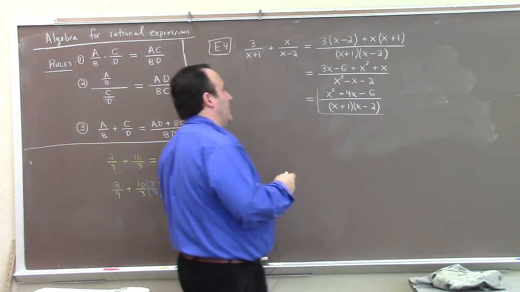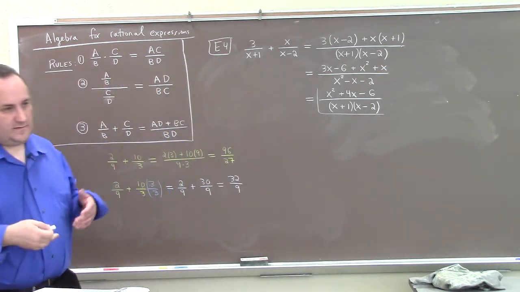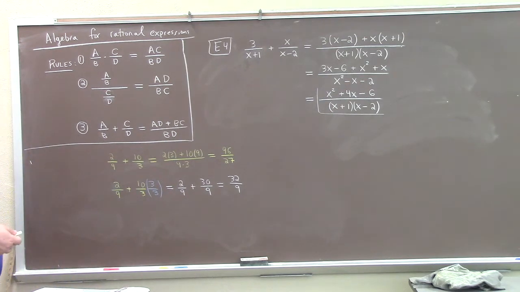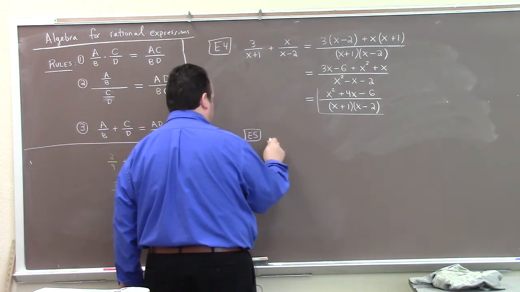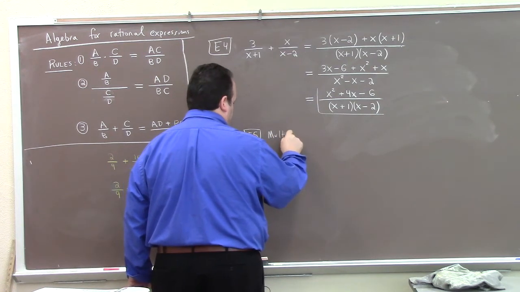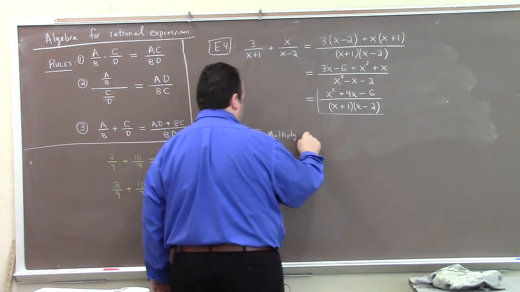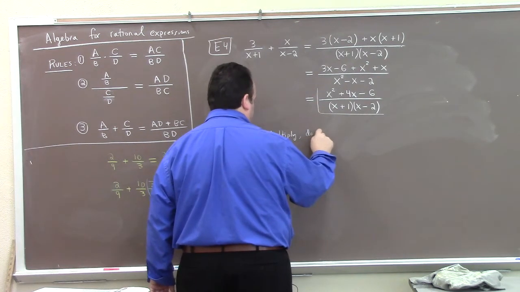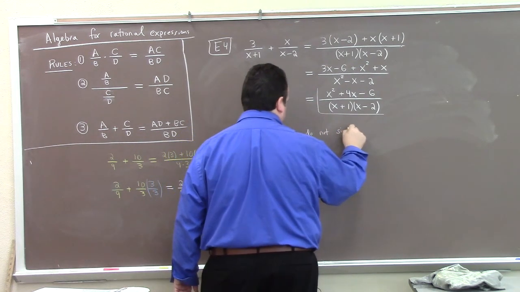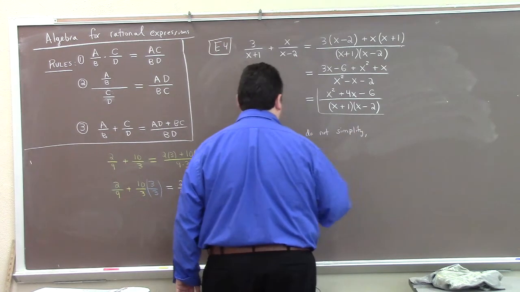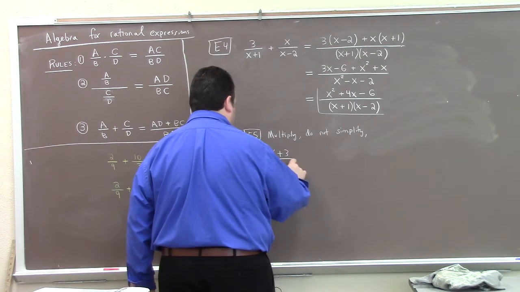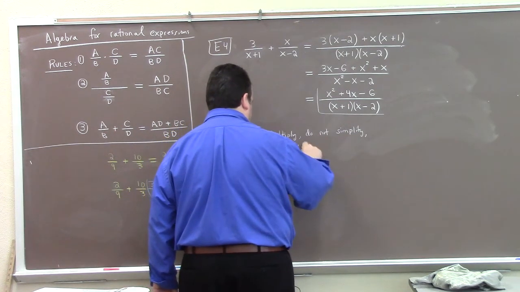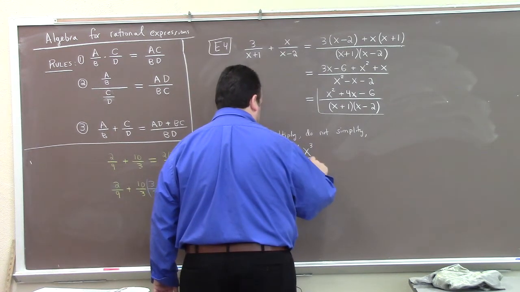So you might have a problem where it says add these fractions, simplify the result, if possible, right? Let's work an easier example. Example 5, multiply. Do not simplify. So if we have x plus 3 over x squared plus 8, and we multiply that by x cubed over x cubed, what happens?